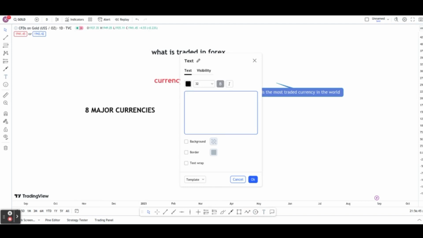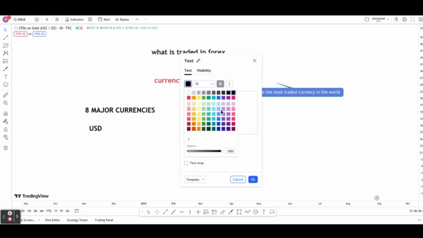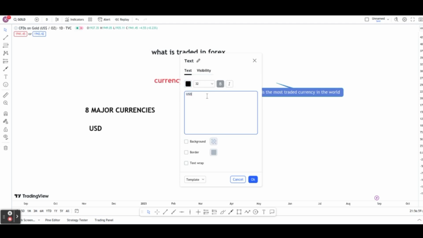The first one, the king of currencies, USD, the US dollar. The second one, euro. The third one, Japanese yen, JPY. The fourth one, pounds, GBP.